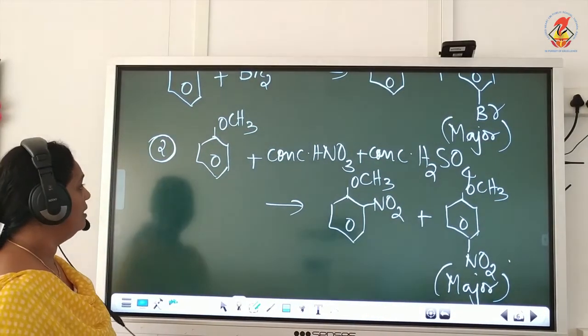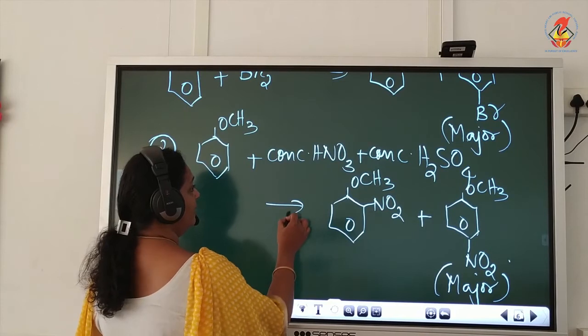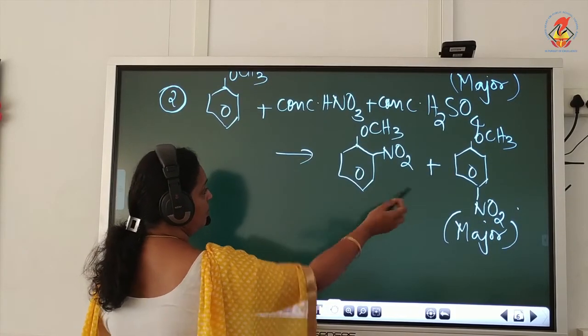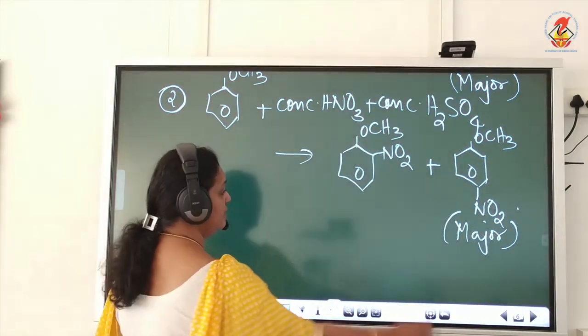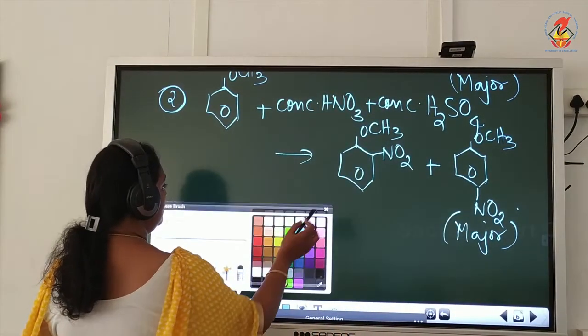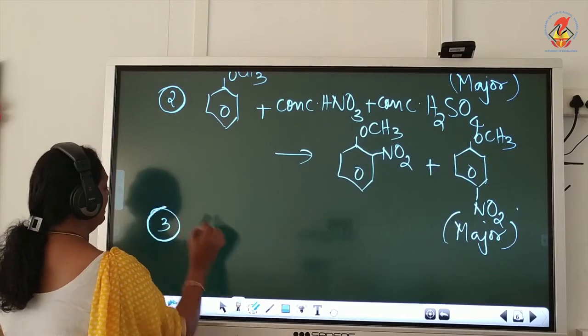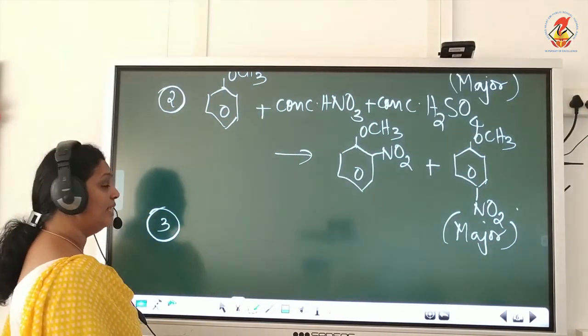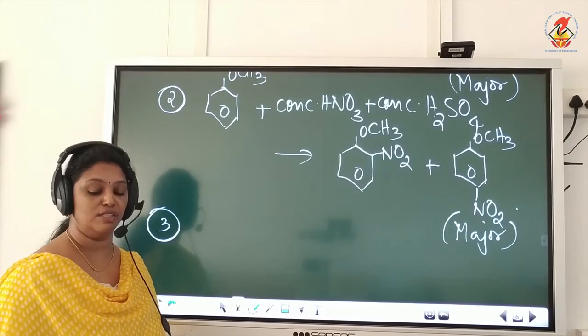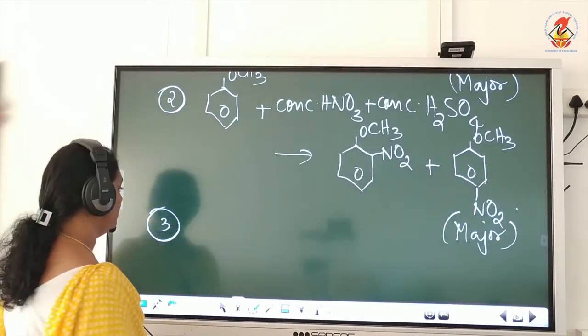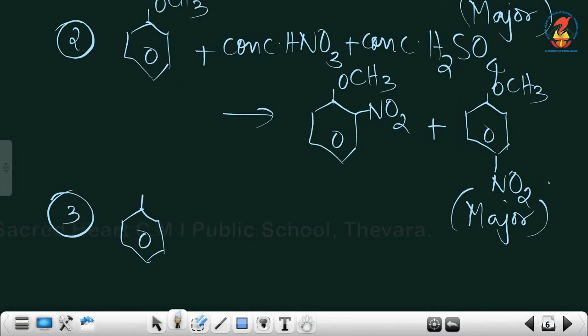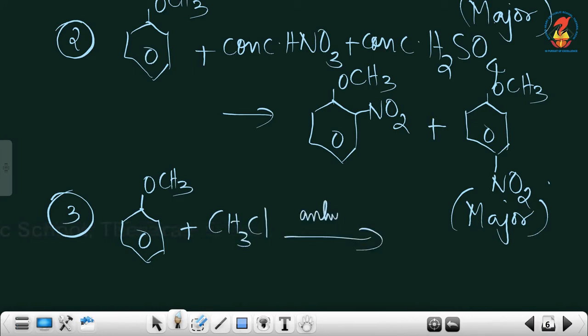Now, the next example is Friedel-Crafts alkylation. The name of this compound is ortho-nitroanisole and this is para-nitroanisole. Now, next is Friedel-Crafts alkylation. And alkylation is done using alkyl halide in presence of anhydrous aluminum chloride. So, again, anisole plus CH3Cl in presence of anhydrous aluminum chloride.